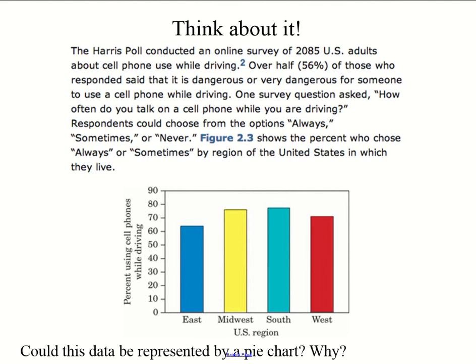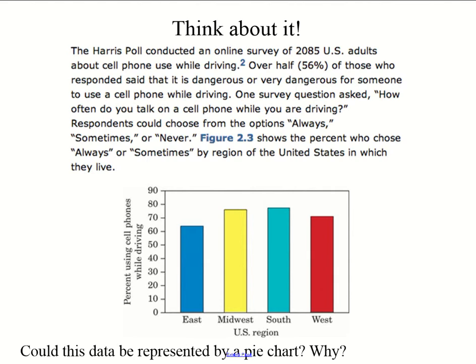The percent using cell phones while driving, remember that's always or sometimes, is about 65% in the East, about 75% in the Midwest, about 75% in the South, and about maybe 72% in the West. If we look at this data, do you think we could represent this data with a pie chart? I want you to think about that for a few seconds. Pause the video and come up with a decision.